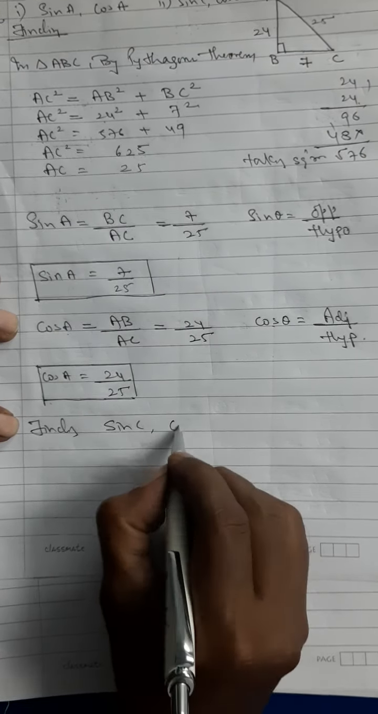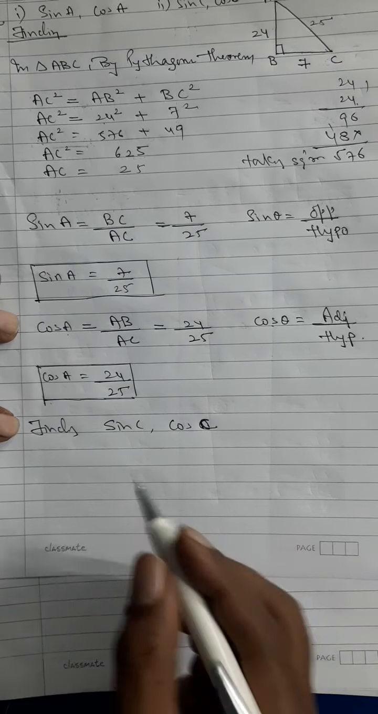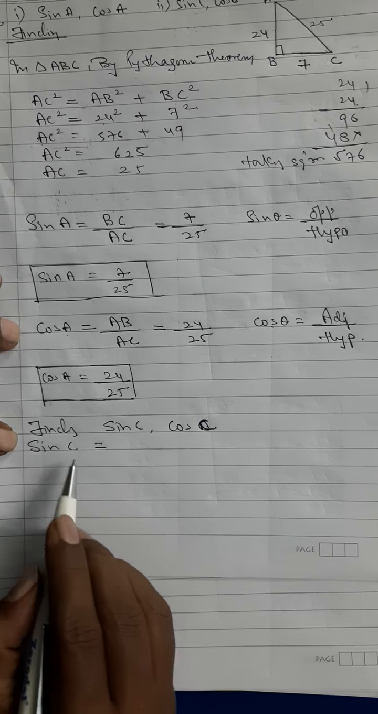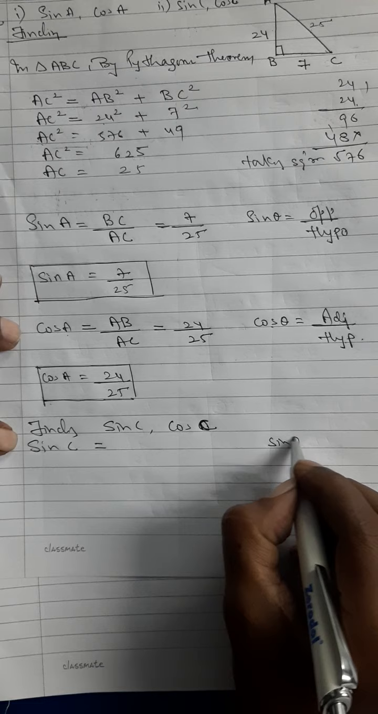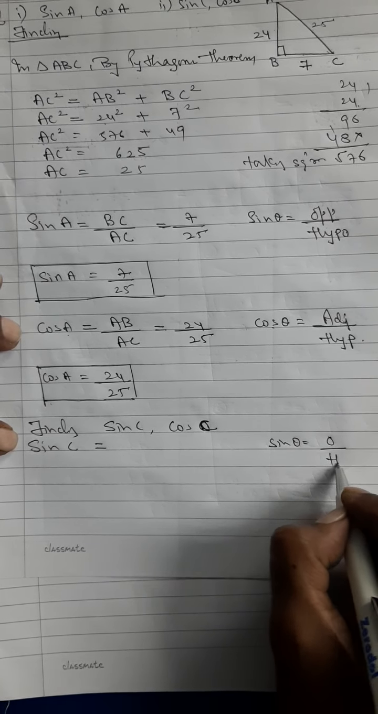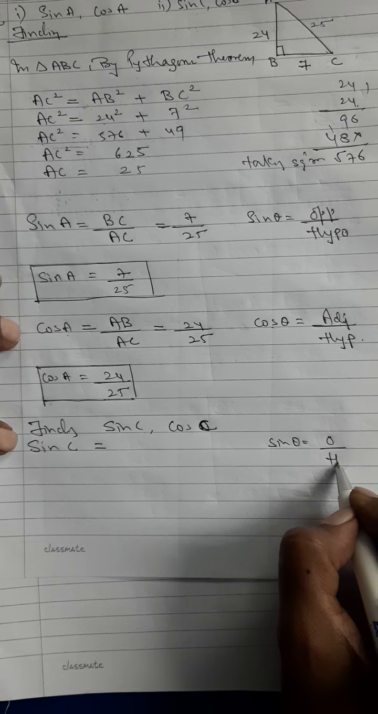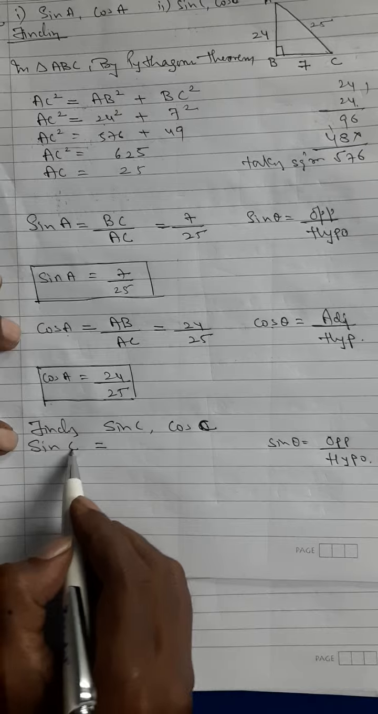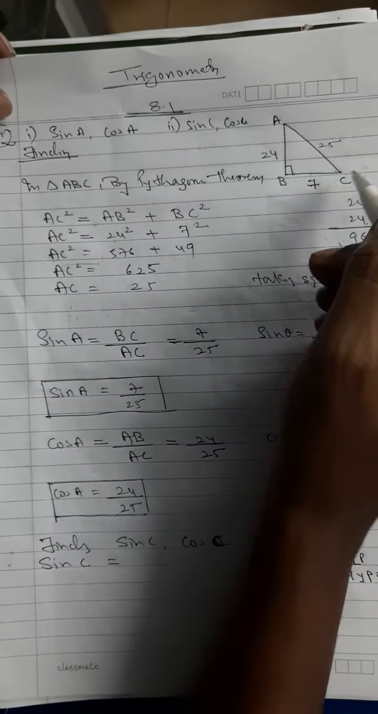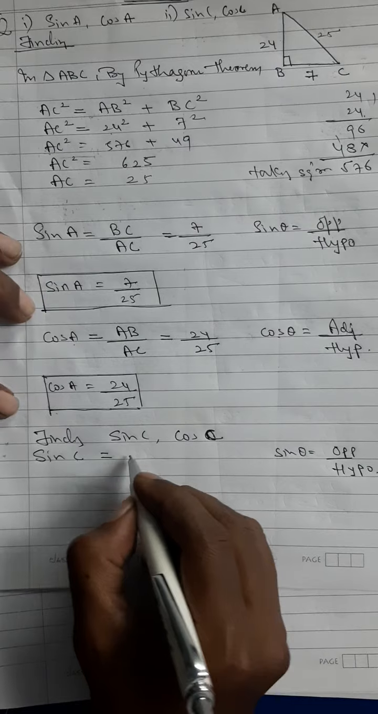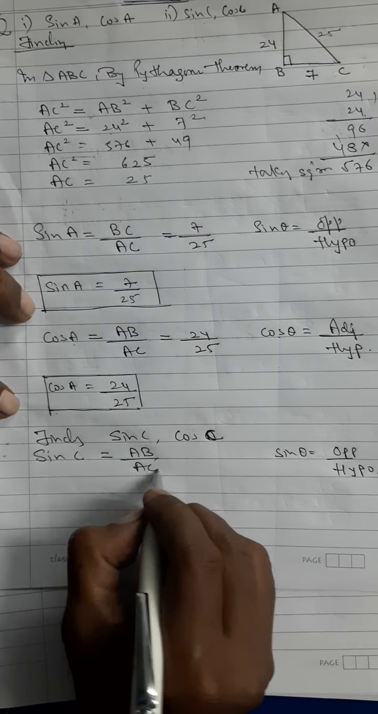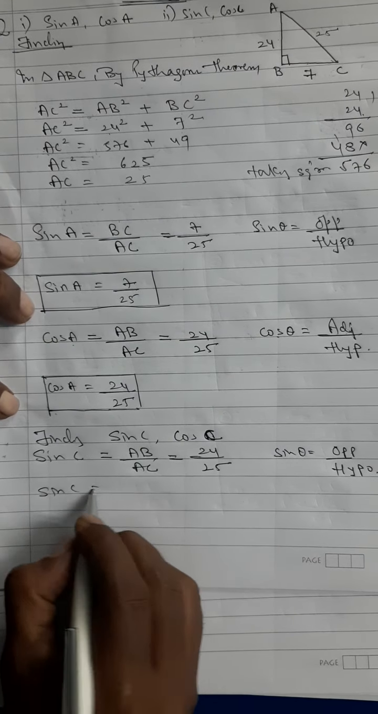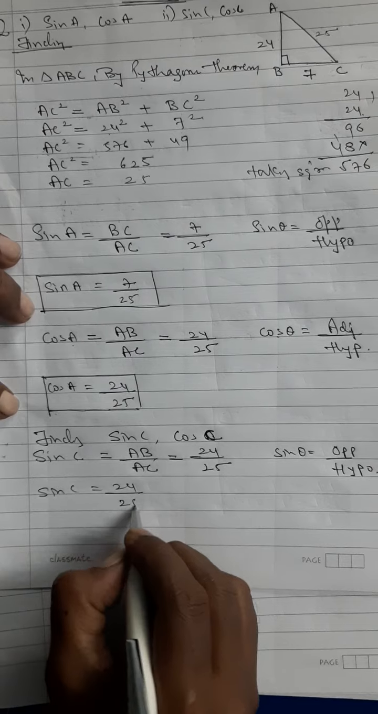Then now we go to finding sin C and cos C. Now this is again the same, sin C. Sin is what? Opposite upon hypotenuse. Sin theta is equal to opposite upon hypotenuse. So opposite of C, sin C, opposite is AB upon AC. AB is 24 upon AC is 25. So we get sin C is equal to 24 upon 25.